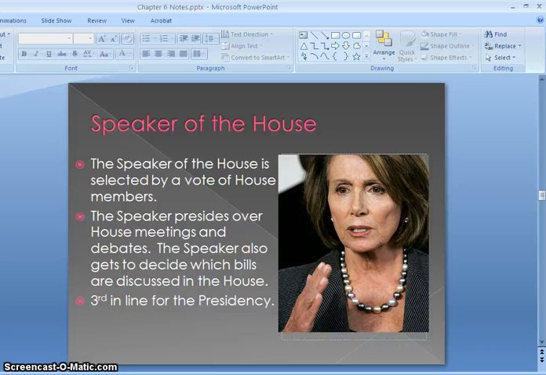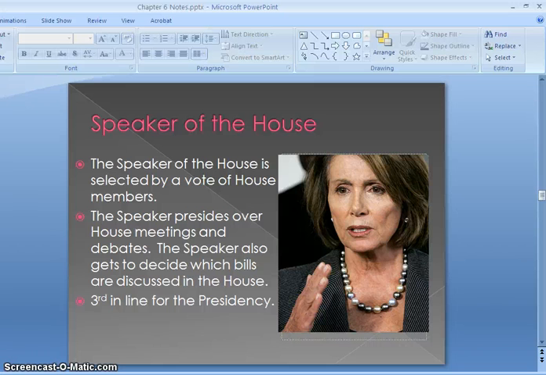The Speaker of the House is selected by a vote of the House members. The Speaker presides over House meetings and debates. The Speaker also gets to decide which bills are discussed in the House. The Speaker is very important in the House because he or she gets to pick how much time they're going to allow a bill to be debated on the floor. So if they agree with it, they may allow more time than if they disagree with it, or vice versa, depending. Also, the Speaker of the House is third in line to become president.